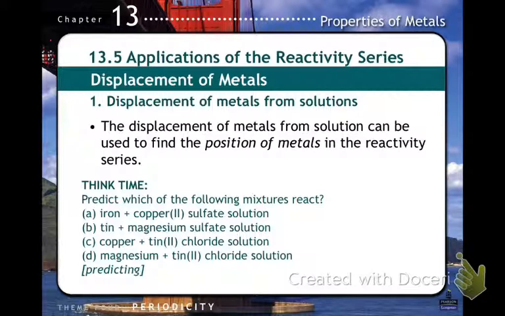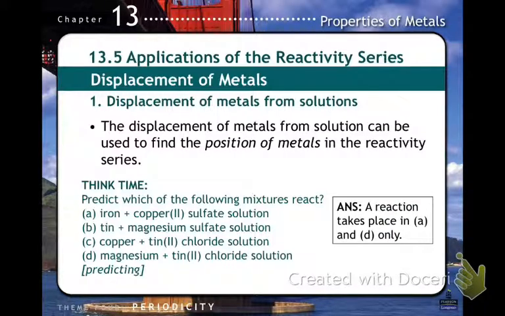For part A, iron plus copper 2 sulfate. Now in this case, iron and copper, which one is more reactive? Obviously it's iron. So iron plus copper 2 sulfate will form iron 2 sulfate and copper metal. Now for part B, tin and magnesium sulfate. Is tin more reactive than magnesium? The answer is no. So you won't see any reaction taking place.